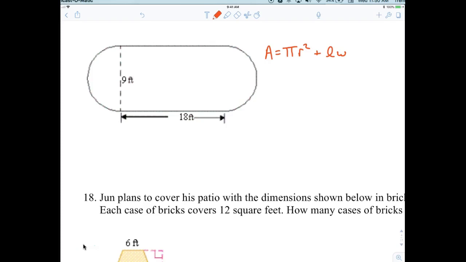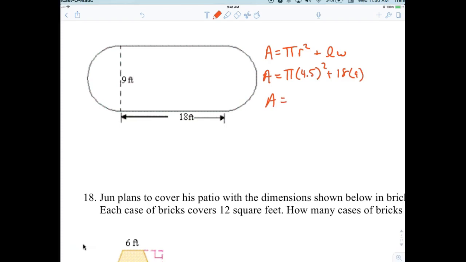4.5. Good job. Some of you guys are really doing well. If you don't know, speak up. Everybody see how it's 4.5? So now you write it down. A equals pi times 4.5 squared plus, what's the length and width of the rectangle? 18 and 9. Good job.